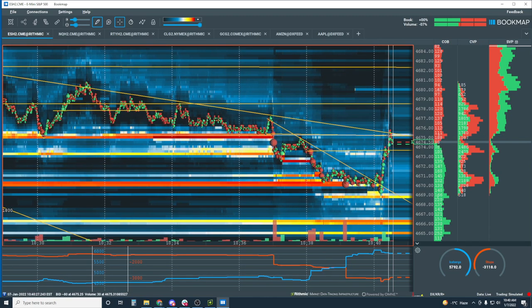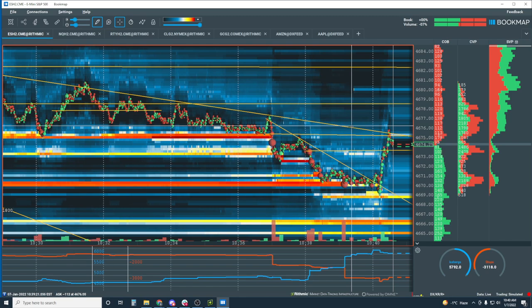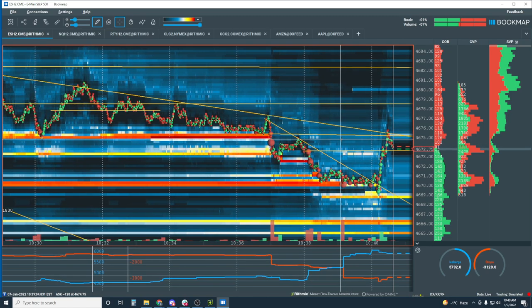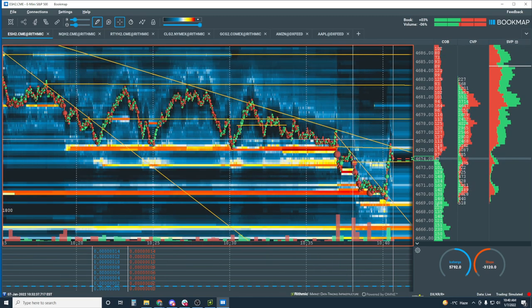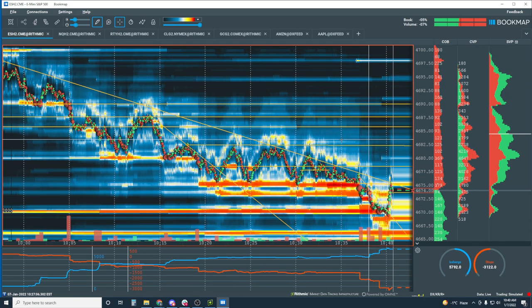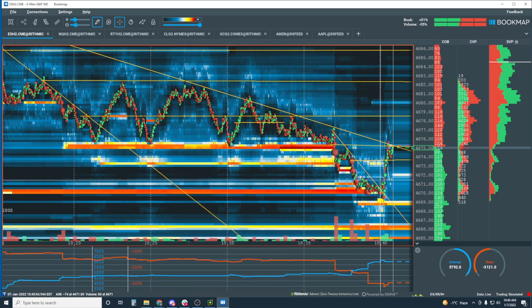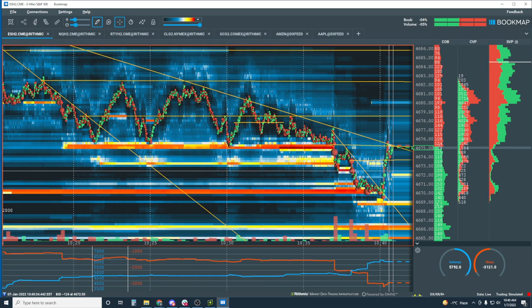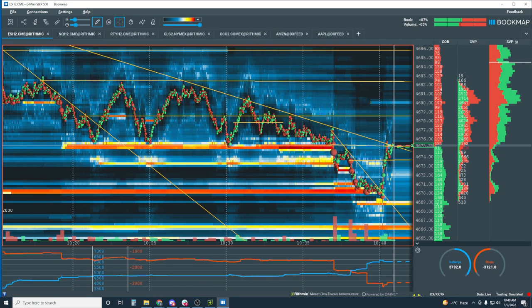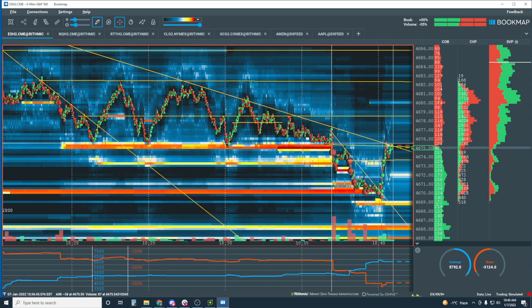Okay, so there's our move. It's already back up at 75. That was quick. And let's zoom out. Let's get our bigger picture perspective. This move too, even though there was pretty strong volume on the buy side and a nice move back up to here, it's a low volume pullback at this point.